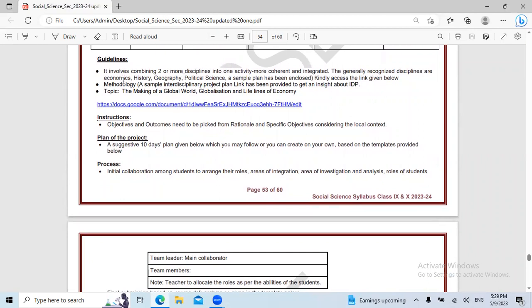Now, guidelines are given. It involves combining 2 or more disciplines into one activity, more coherent and integrated. The generally recognized disciplines are economics, history, geography, political science. One sample plan is given by the CBSE. Methodology: a sample interdisciplinary project plan link has been provided to get an insight about IDP. The topic is the Making of a Global World, Globalization and Lifelines of the Economy. I'm just showing this to you. This is the link given. On this link, you are going to click and then you will get detailed information about the interdisciplinary project.